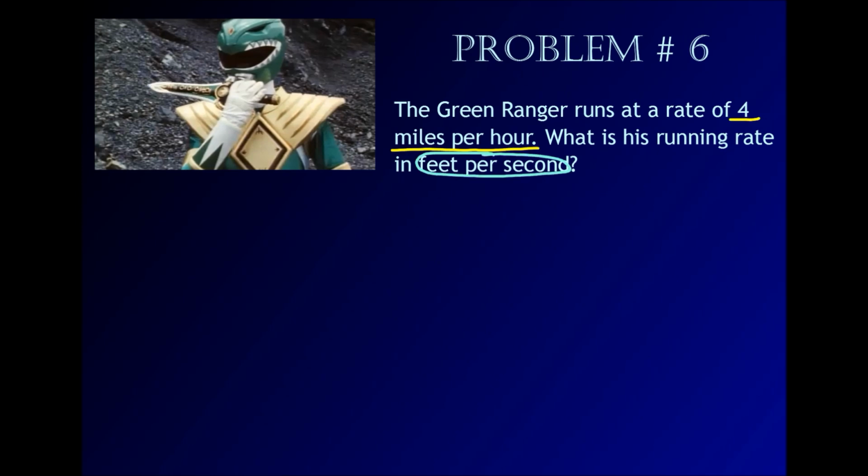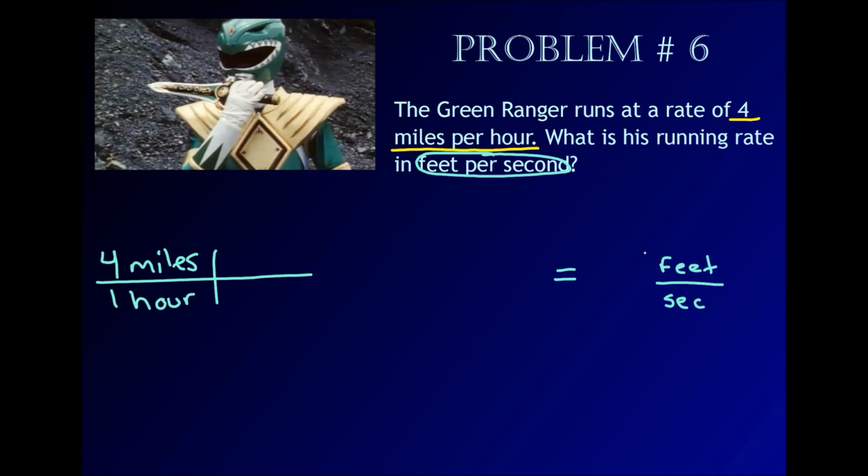The important rates have been identified, 4 miles per hour, and we're going towards feet per second. Remember that 4 miles per hour actually means that 4 miles per 1 hour. And we want our answer to be in feet per second. Remember that per in dimensional analysis problems usually means divide. So we have feet on top, second on bottom, feet per second.